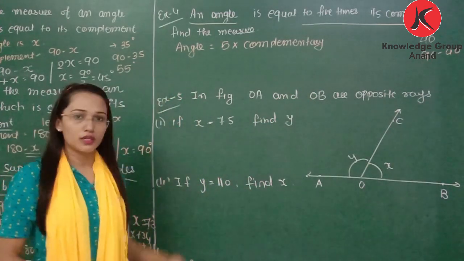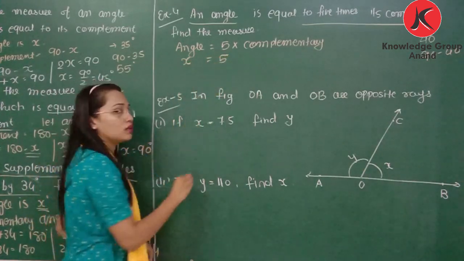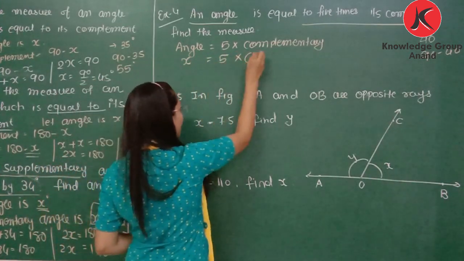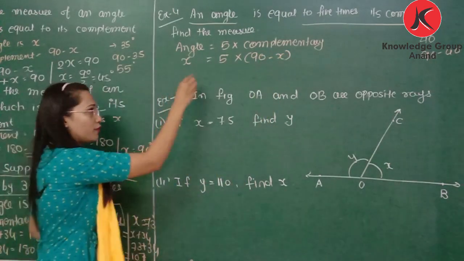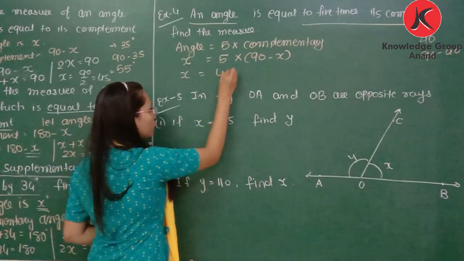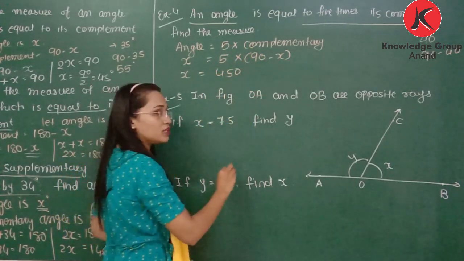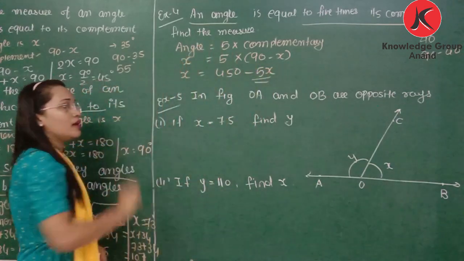But here we don't know what the angle is. So let's say the angle is x. So what will be its complement? It is 90 minus x. So we can write 90 minus x here. Now simplify the equation. 5 is multiplied with 90, that is 450. 5 is multiplied with x, so it is 5x. Now take this 5x to the left side.